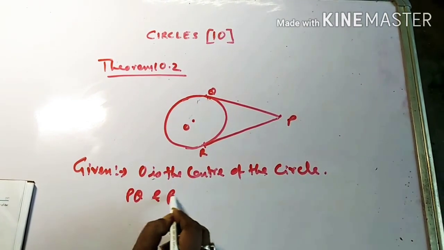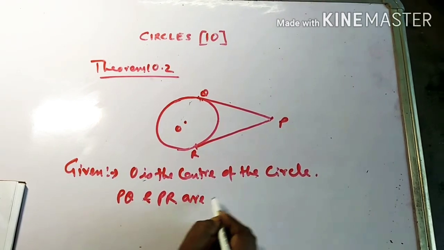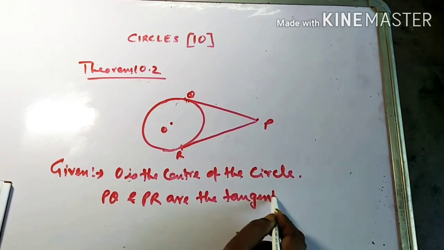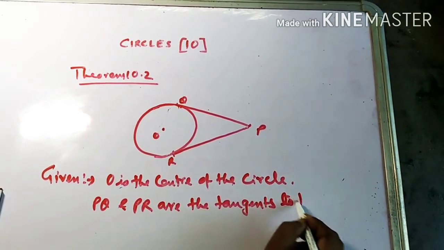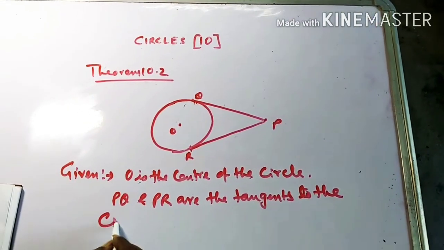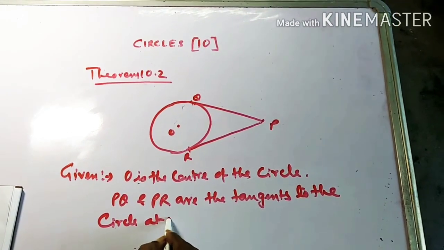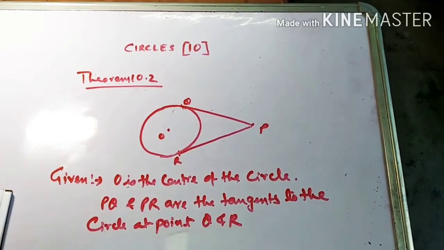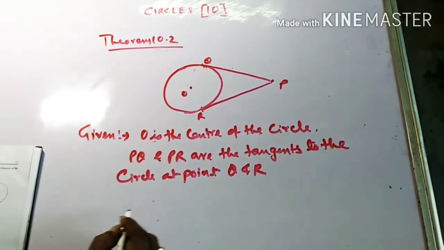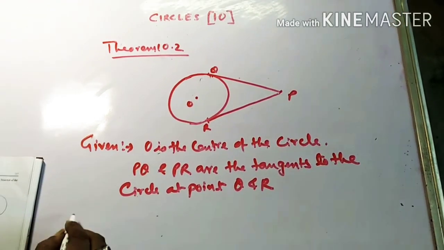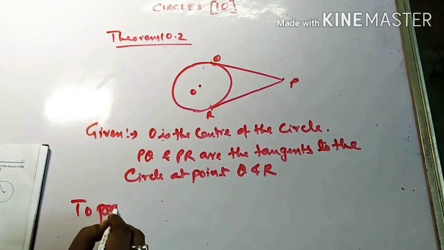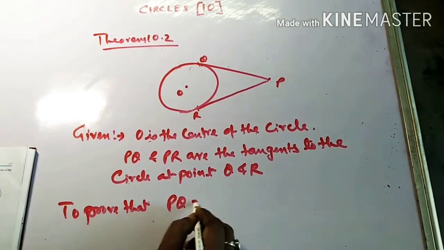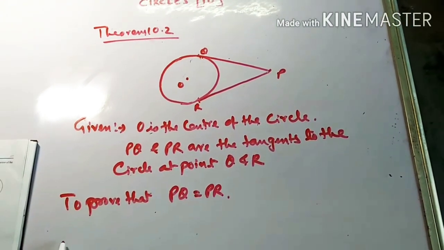PQ and PR are the tangents to the circle at points Q and R. To prove that, we have to prove that PQ is equal to PR. We have to prove this.